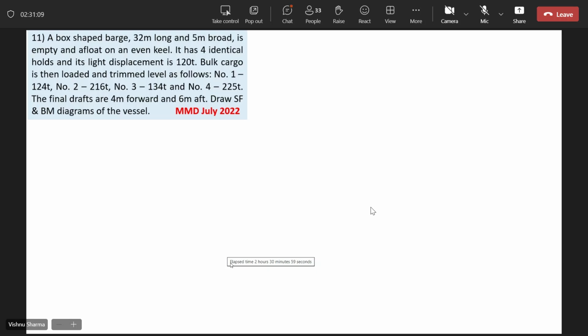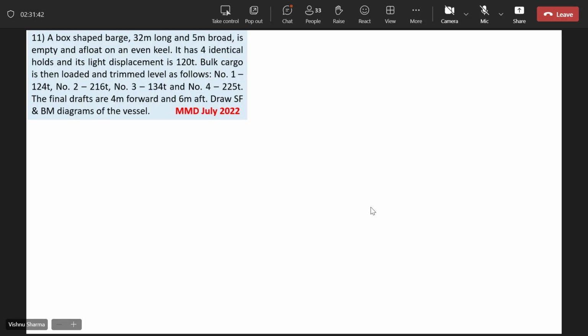Would you like to make it, or let me make the question diagram to save on time. A box-shaped barge 32 meter long, 5 meter wide is empty and afloat on even keel. What does it mean? If it's afloat on even keel, that means light displacement is uniformly distributed. Even if it was not said, we'll still take it that way only. It has 4 identical holds and its light displacement is 120. So light displacement is 120 distributed over 32 meters.